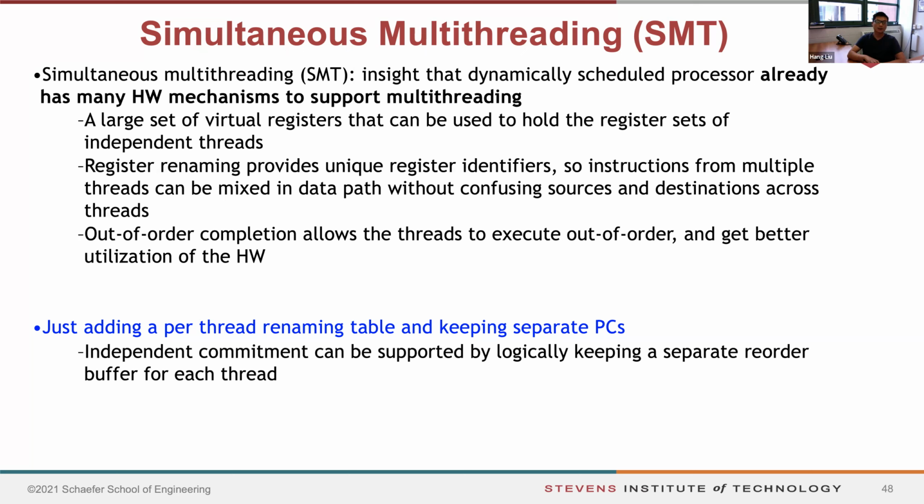Out of order completion allows the threads to execute out of order and get better utilization of the hardware. Just adding a per-thread renaming table and keeping separate PCs will be adequate. We allow different threads to have their own private PC and register renaming table.